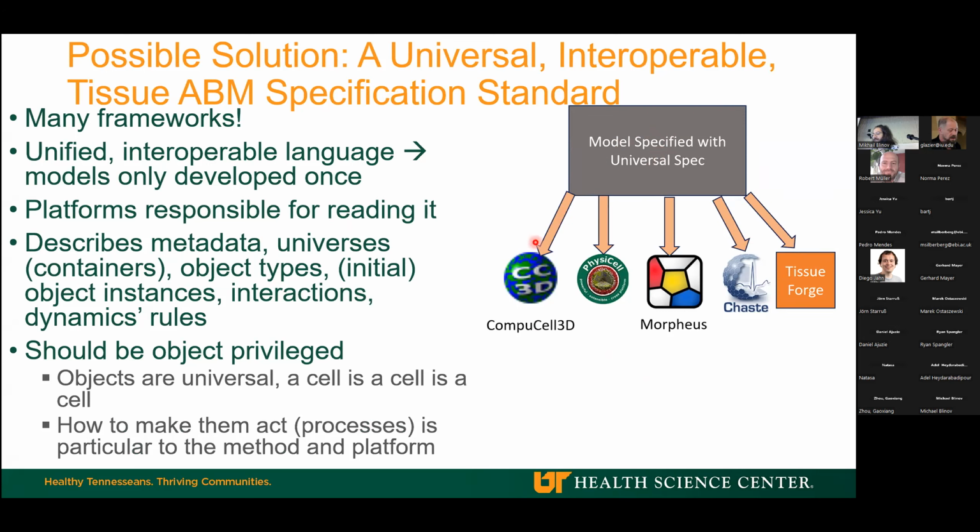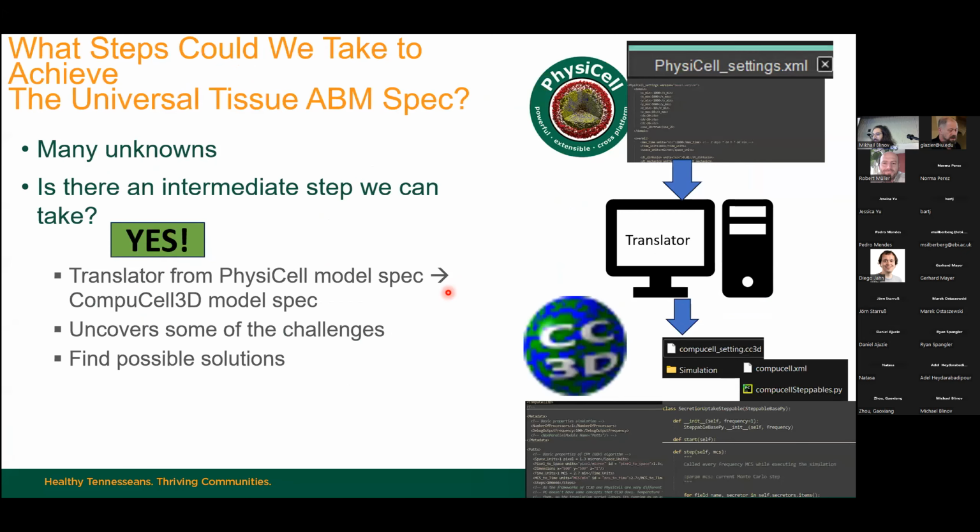And this universal spec needs to describe many things, like metadata, what the containers are, the environment the cell is in, the cell as a container for other things, dynamics, events, and so on. Of course, that's very big and very hard. So I asked myself if there was something that I could do as an intermediary step to find some of the problems and hopefully find some of the solutions.